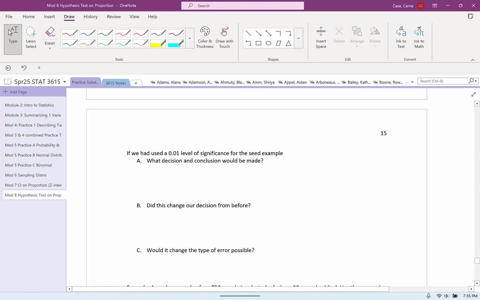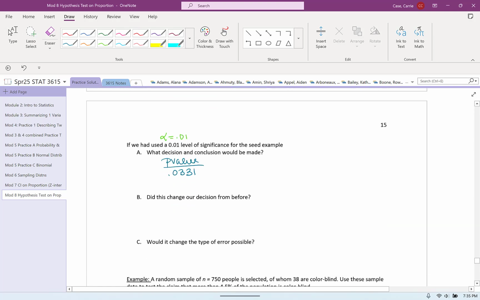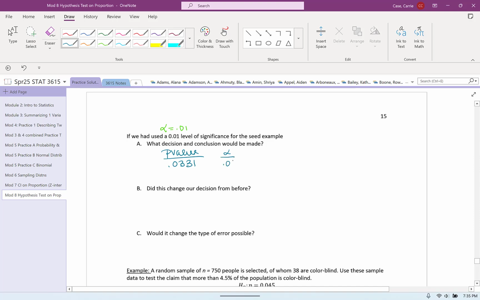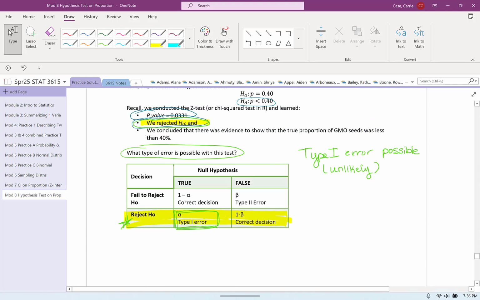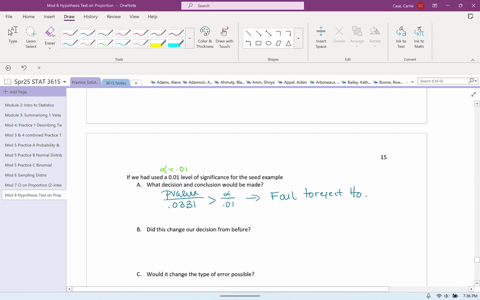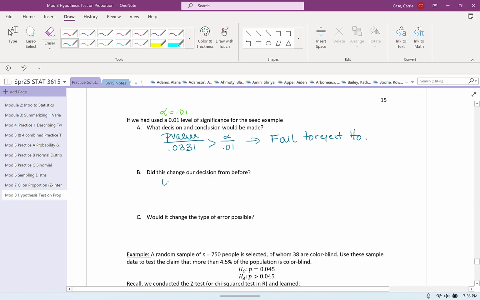If we had used an alpha of 0.01 though, so our level of significance alpha was 0.01, what decision and conclusion would we have made? Well, our p-value, recall, was 0.0331, and I'm just pulling that. I had put it on the previous page for us. And we had an alpha of 0.01, well, 0.0331 is greater than that. And so we would fail to reject H0. But for our example, we rejected H0. And so does this change the decision from before? Yes.